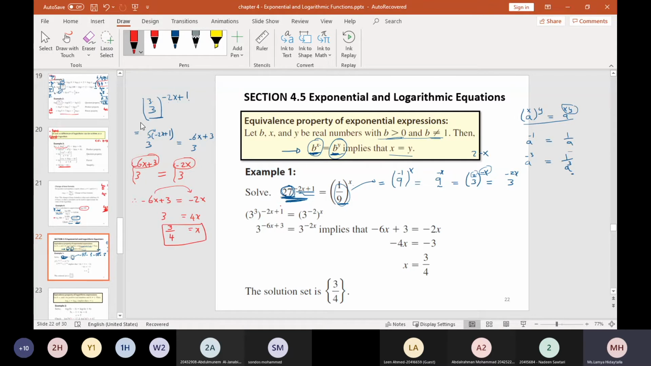If you want to make sure that your solution is correct, take it and substitute it back here. You should find the same answer when you substitute x equals 3 over 4 in the right hand side. The right hand side and left hand side should give you the same answer. So is it clear?